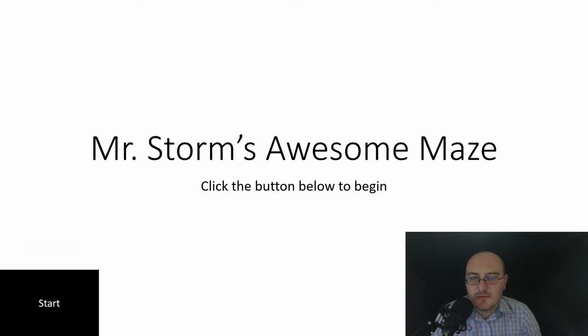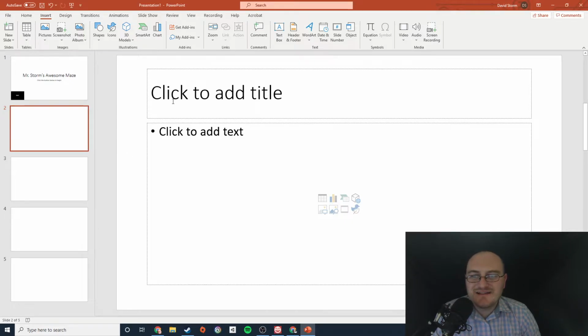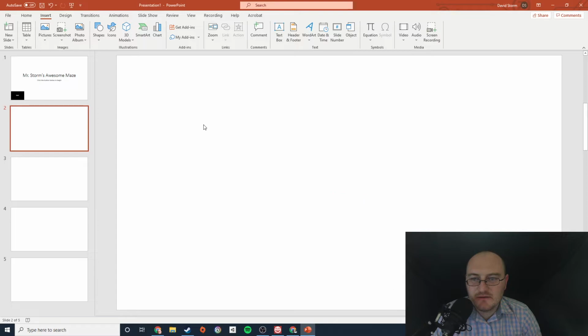So I'm going to go to my presentation, and when I click, it's going to take me to slide 2. Okay, perfect. Now on slide 2, let's get rid of these placeholders. We don't need them here. On slide 2, I'm going to build my maze. And it's really just as easy as inserting shapes to basically make the maze. But there's a couple things we need to do.